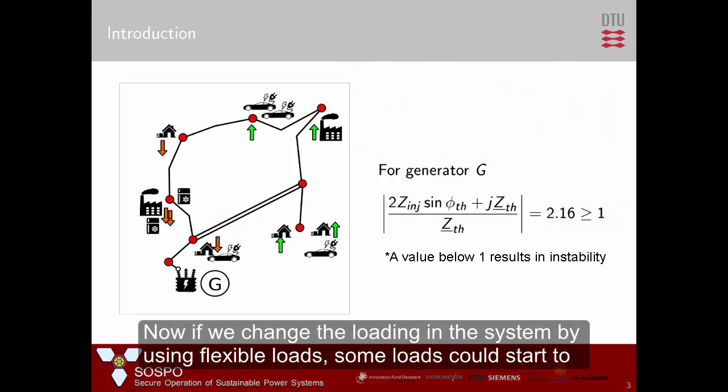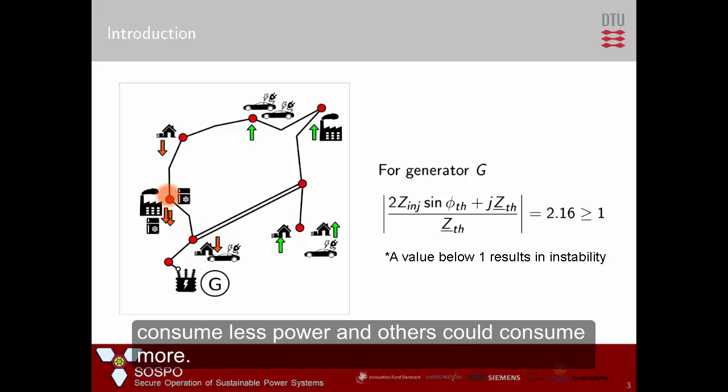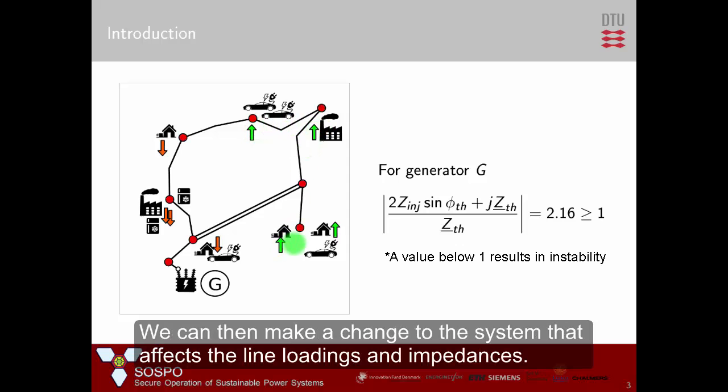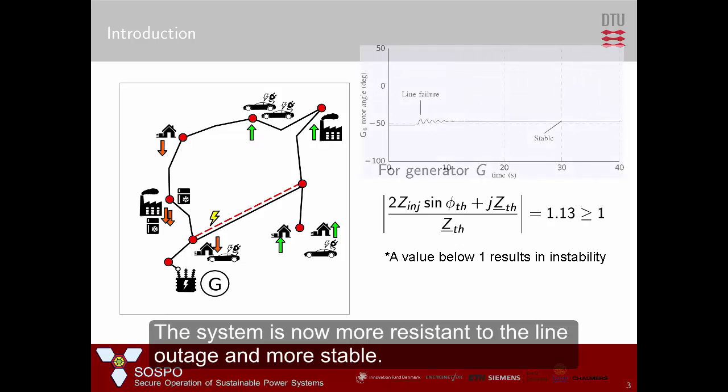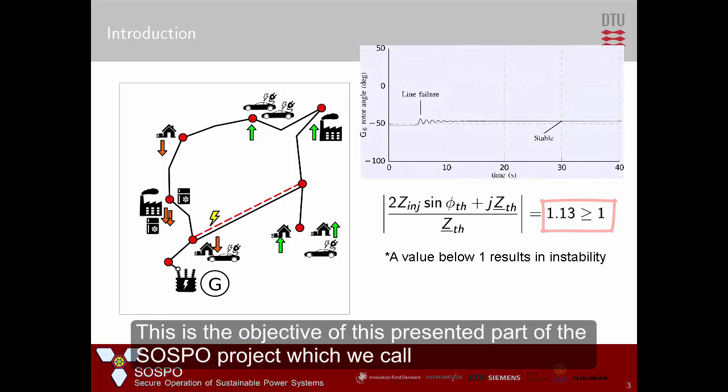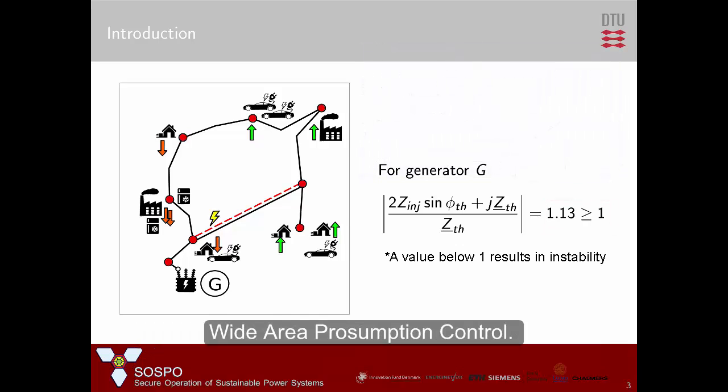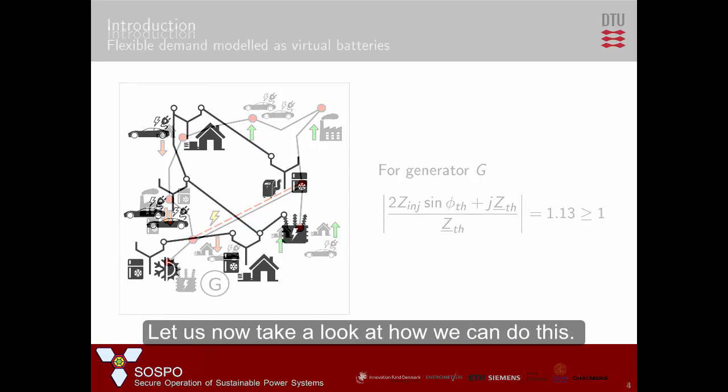Now, if we change the loading in the system by using flexible loads, some loads could start to consume less power and others could consume more. We can then make a change to the system that affects the line loadings and impedances. The system is now more resistant to the line outage and more stable. This is the objective of this presented part of the SOSPO project, which we call wide area prosumption control. Let us now take a look at how we can do this.